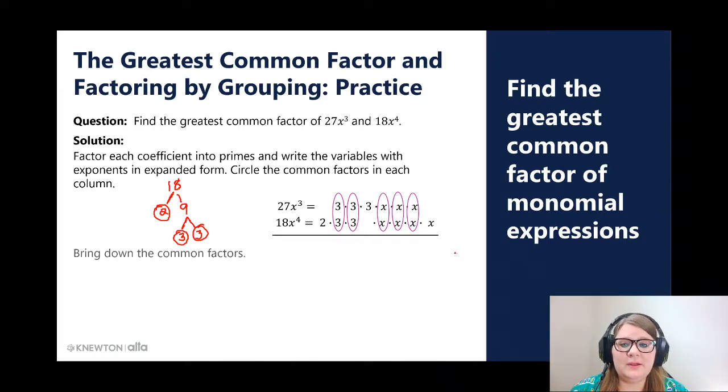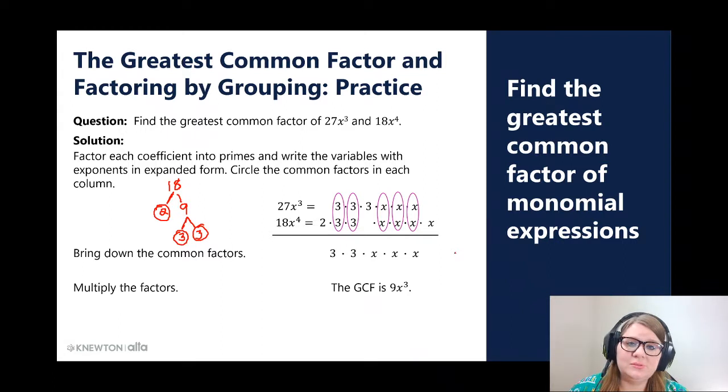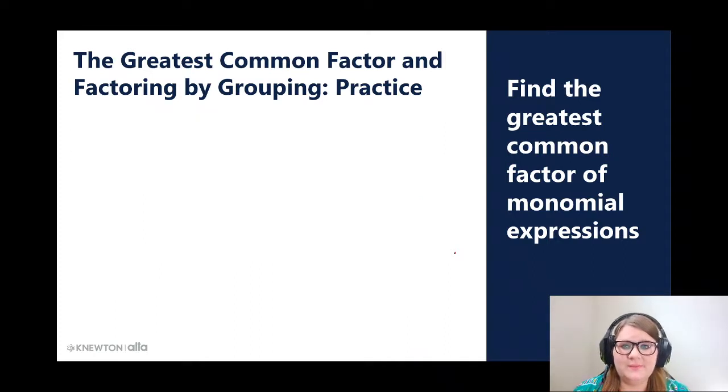Then I'm going to carry those down, and I can see that my shared factors are 3, 3, x, x, and x. So my greatest common factor is what I get when I multiply all of those together, and that comes out to be 9x cubed. So that's what I could factor out of both of my given terms because it's the greatest common factor.